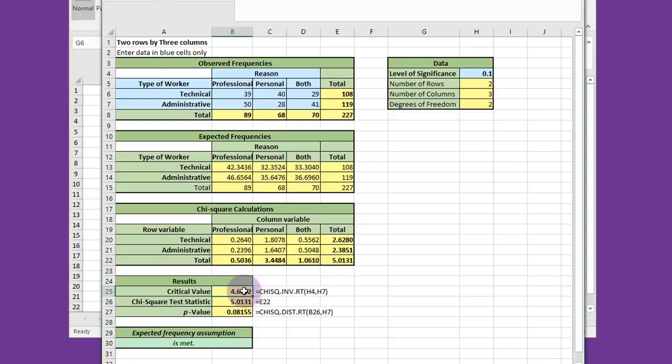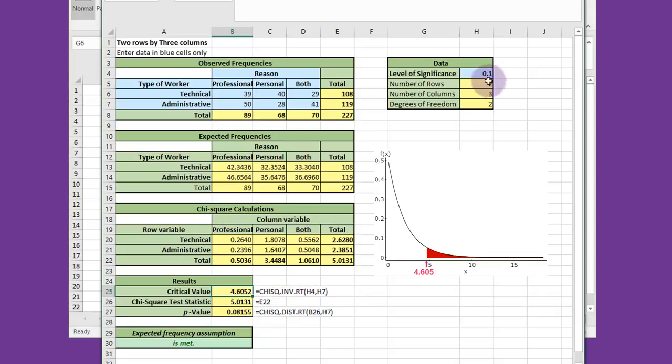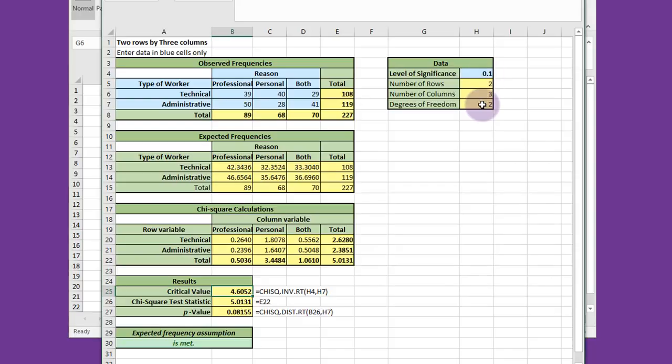The critical value is always a right tail value for the chi-square test, and it is found using the chi-square inverse right tail, which is dependent upon the level of significance and the degrees of freedom. Degrees of freedom in a chi-square is equal to the number of rows minus 1 times the number of columns minus 1, which in this case is 2, and that gives us a critical value of 4.605.